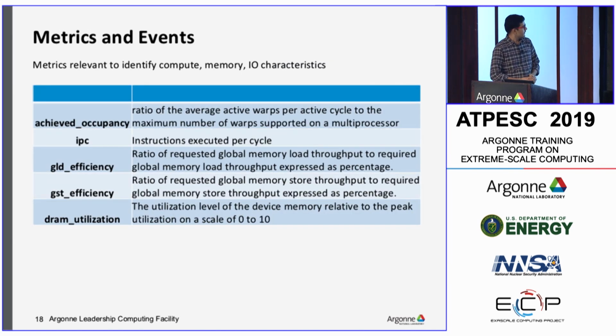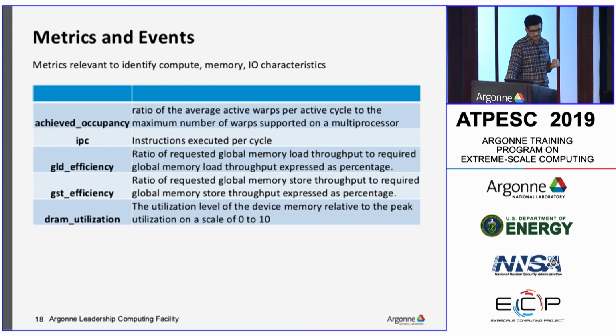This table gives a list of the most relevant, most important metrics that NVProf can give. Typically we are getting these 5 metrics out of 170-odd metrics. These metrics are able to capture an application's performance based on whether it is compute bound, memory bound, or I/O bound.